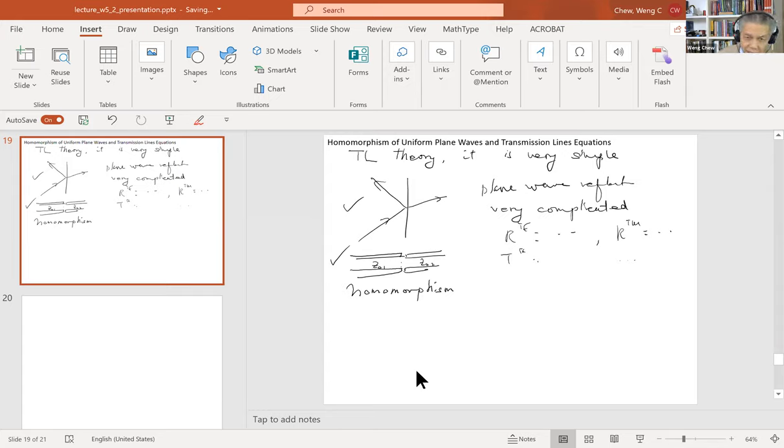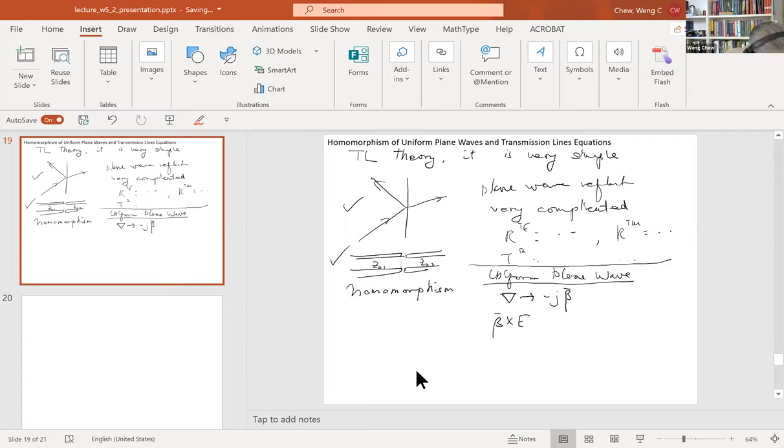So how do I make Maxwell's equations again look like transmission line equations? Using uniform plane wave, I can replace my del operator with minus j beta. That is what we did. And Maxwell's equations become beta cross E equals omega mu H. And then I have the second Maxwell's equation, which is Ampere's law, becoming minus omega epsilon E. And these two equations still do not look very much like transmission line equations. So I cannot use transmission line theory to solve these two equations yet.